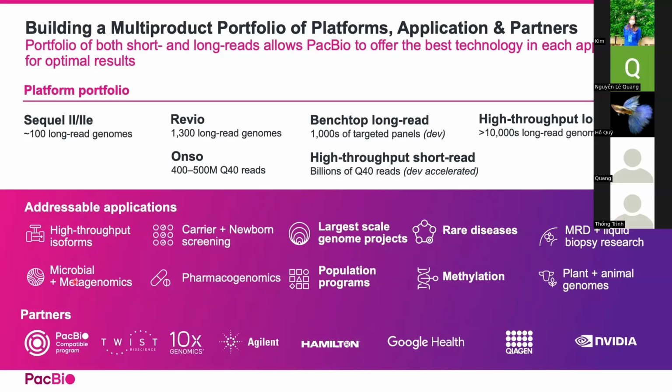And we don't only offer results on the DNA level. We can also do the RNA level as well as the epigenetics side. We partner with different partners to offer end-to-end solutions to our customers. For example, we partner with Twist, 10x Genomics, Agilent, or Zymo for some of the microbial applications in the upstream workflow. We partner with Hamilton and Tecan for automation to scale the workflow, and on the downstream bioinformatics part, with Google Health, QIAGEN, and NVIDIA.